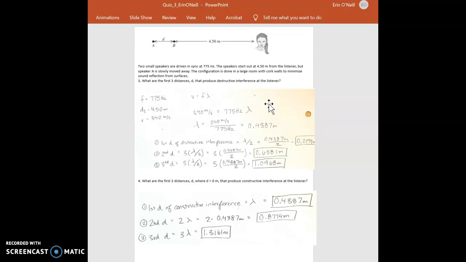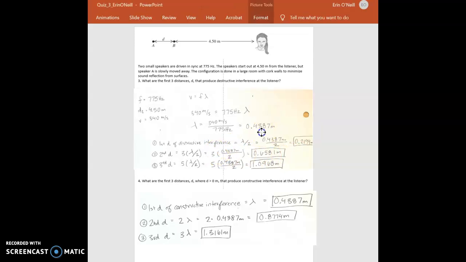So first things first, find what the wavelength equals. And so we can plug into this equation v equals f times lambda, and we have these numbers, so we solve for lambda and we get 0.4387 meters. So going back in to plug it in for the first destructive interference, divide that lambda by 2 and we get 0.2194 meters.